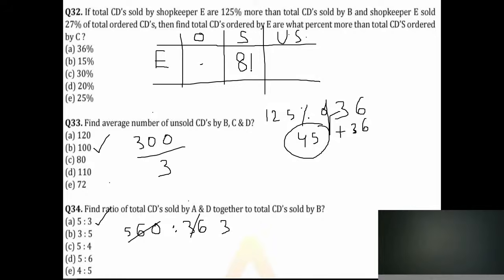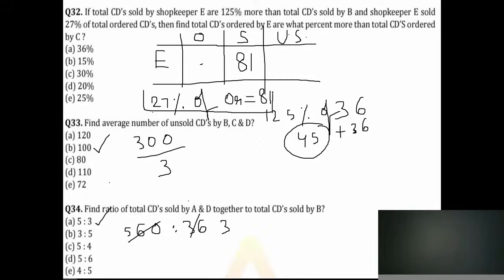Next, shopkeeper E sold 27% of the total ordered CDs. 27% of ordered CDs were sold by shopkeeper E. So 27% of O, O means ordered. Let us take it as O. 27% of ordered is equal to 81.